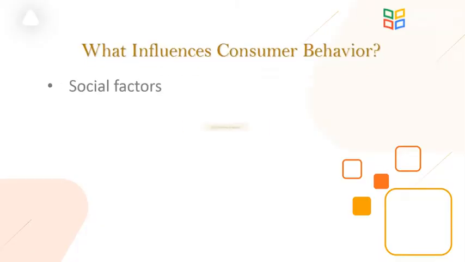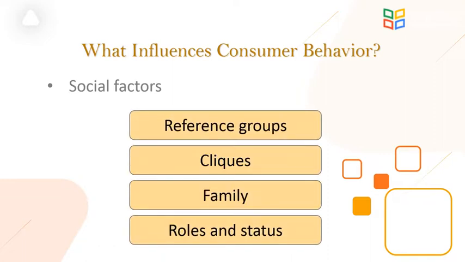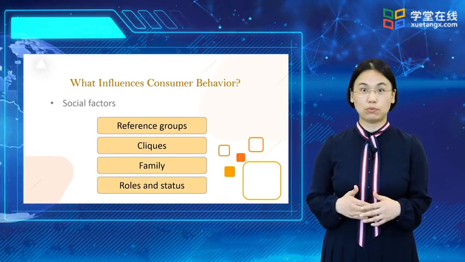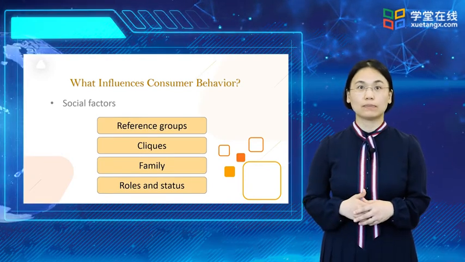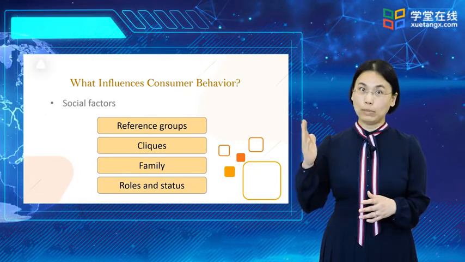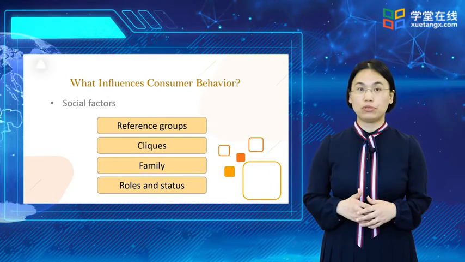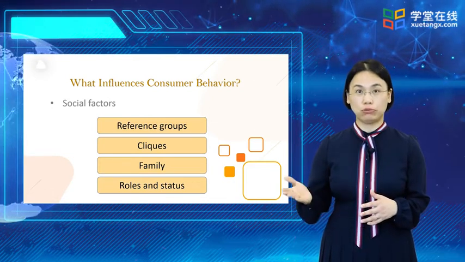In addition to cultural factors, social factors such as reference groups, family, and social roles and statuses affect our buying behavior. A person's reference groups are all the groups that have a direct, face-to-face or indirect influence on their attitudes or behavior. Cliques are small groups whose members interact frequently. The family is the most important consumer buying organization in society, and family members constitute the most influential primary reference group.